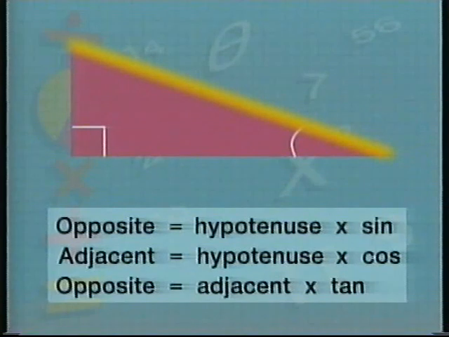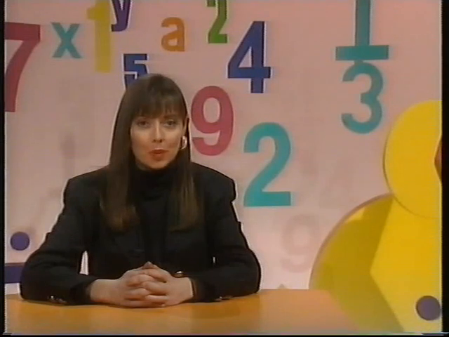If you're given an angle and the hypotenuse, you can find the opposite or adjacent lengths by rearranging the formulae. Opposite equals hypotenuse times sine, adjacent equals hypotenuse times cos, and opposite equals adjacent times tan. The most important thing to do to answer a question with trigonometry is to draw a good diagram first. Get as much information as possible from the question.